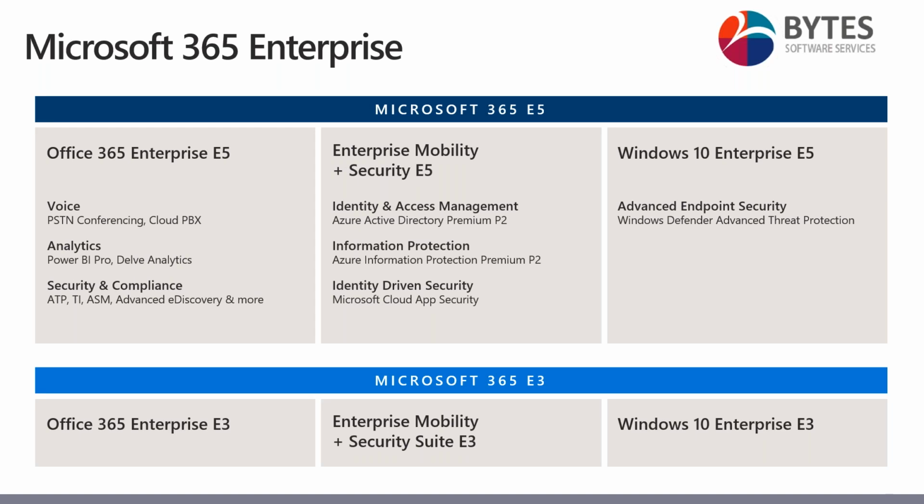The E3 and E5 differences. When we look at Microsoft 365 E5, we're going to get Office 365 E5 instead. What E5 gives us is everything from E3 coupled with advanced or additional functionality. For the Office 365 piece, the main parts are going to be these three, which is your voice. This allows PSTN conferencing from the cloud, so it pretty much acts as a cloud PBX.